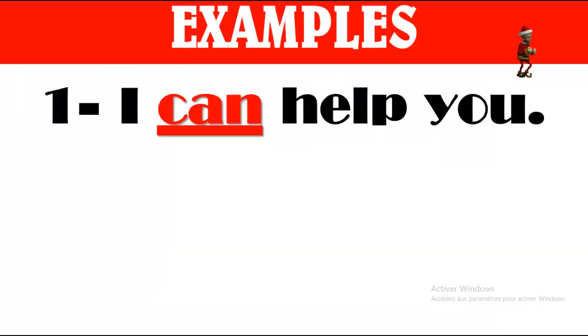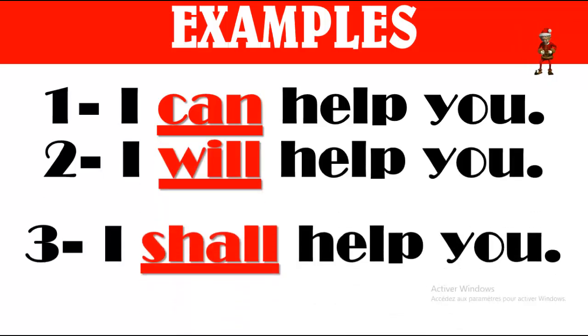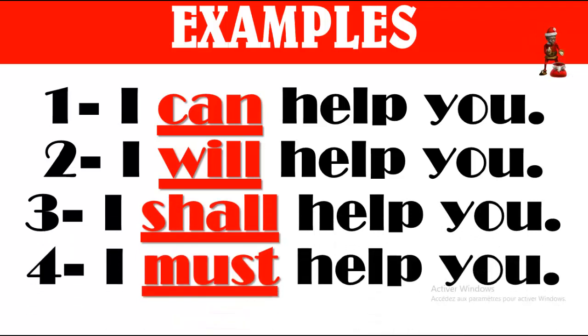Example: I can help you. Number 2, I will help you. Number 3, I shall help you. And number 4, I must help you. So as you can see here, all the 4 sentences are used with the verb help. But in all the sentences, there is a difference between 1 and 2, between 2 and 3, between 3 and 4, just because we have changed the auxiliary.